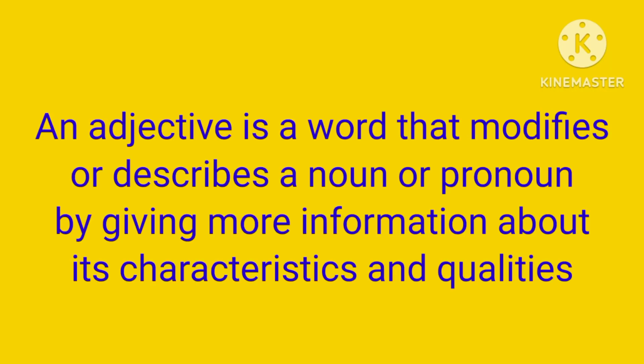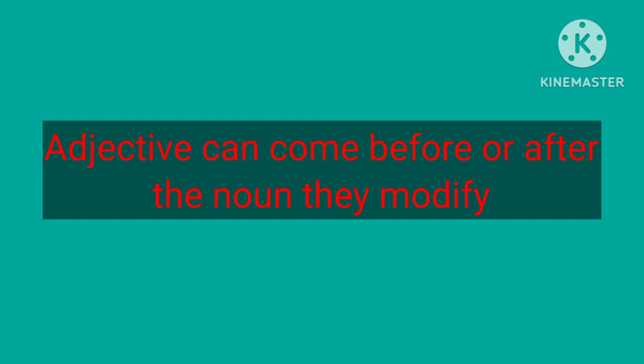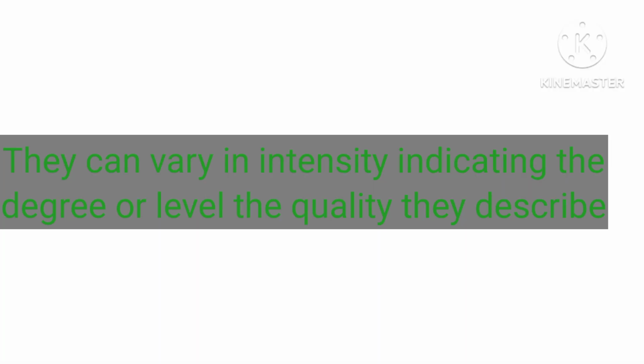An adjective is a word that modifies or describes a noun or pronoun by giving more information about its characteristics and qualities. Adjectives are used to add details to sentences and create a more vivid image in the reader's mind. An adjective can come before or after the noun it modifies. They can vary in intensity, indicating the degree or level of the quality they describe.